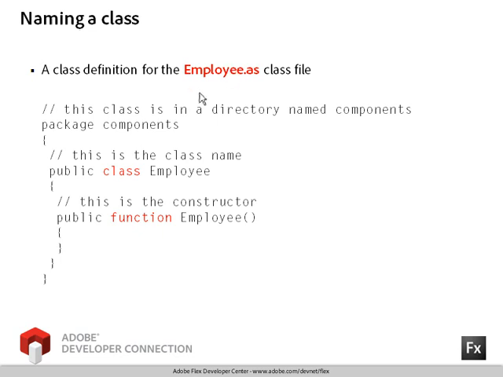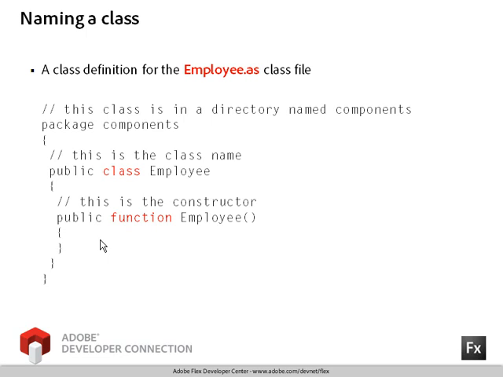Note that the class name is declared using the class keyword and the constructor is declared using the function keyword. Both the class and the constructor are preceded by the public access modifiers. As I mentioned before, you can have more than one class defined within a file, but only one of the classes can have the public access modifier defined.